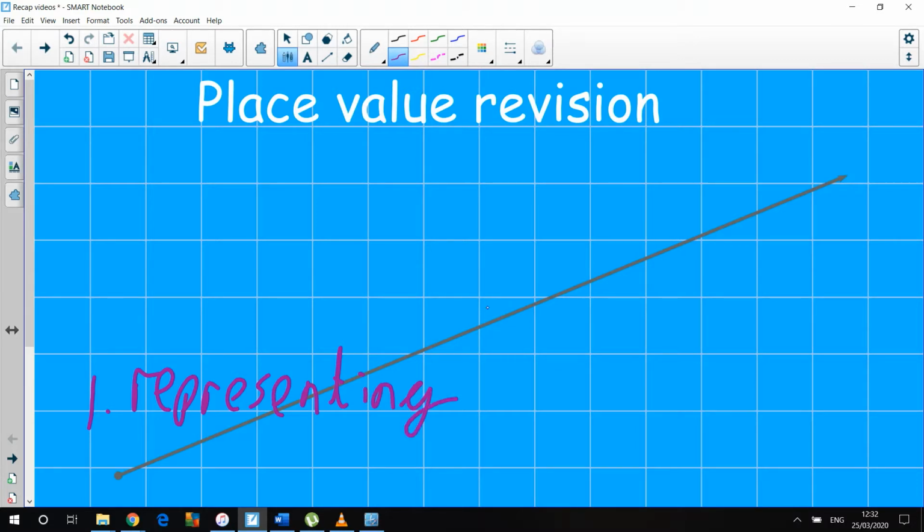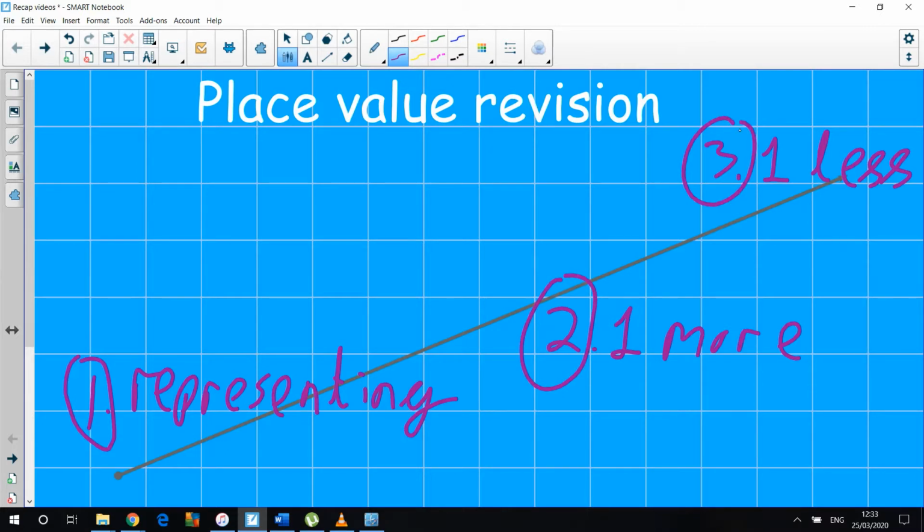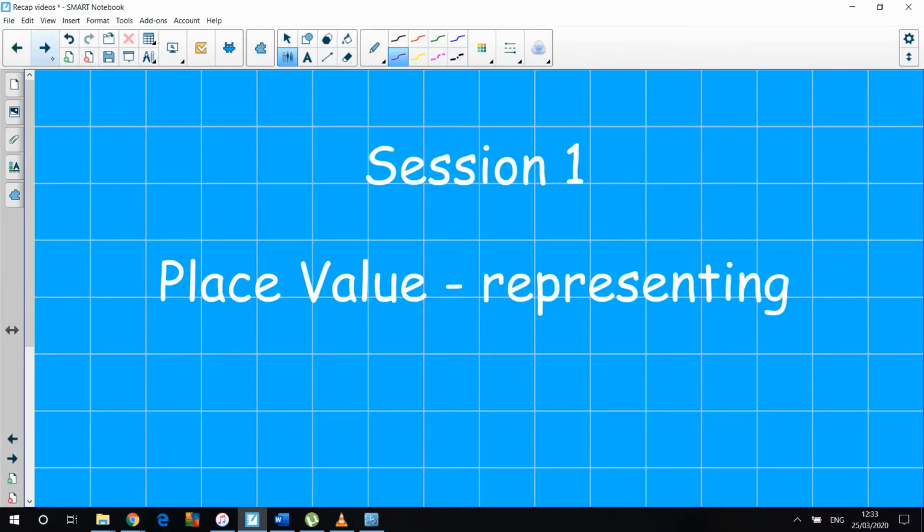Then we're going to move on to understanding what one more means. And then finally, looking at what one less means. For each one of these, I've got a series of challenges that I will guide you through, and then I'll give you some guided practice questions that you can do at home. Let's begin. Session 1, place value representing.